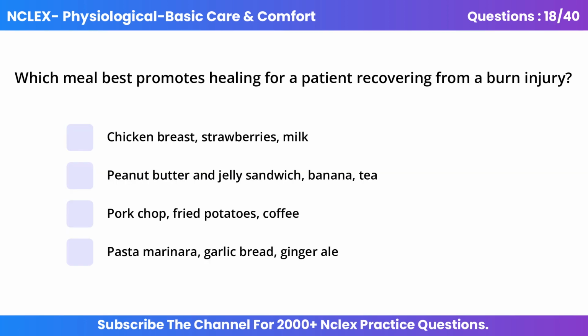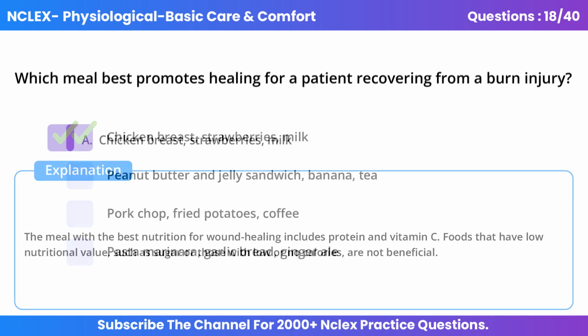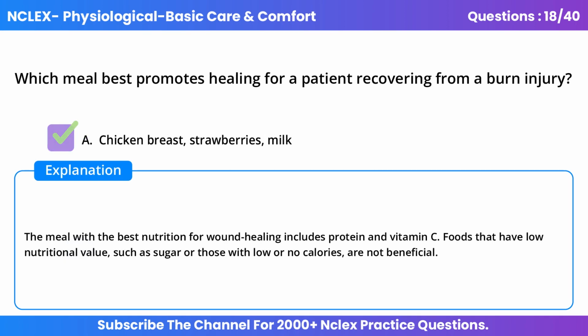Question 18. Which meal best promotes healing for a patient recovering from a burn injury? A. Chicken breast, strawberries, milk. The meal with the best nutrition for wound healing includes protein and vitamin C. Foods that have low nutritional value, such as sugar or those with low or no calories, are not beneficial.